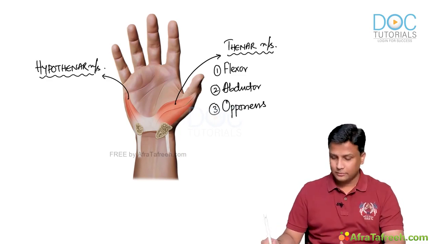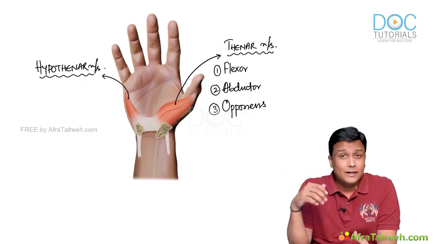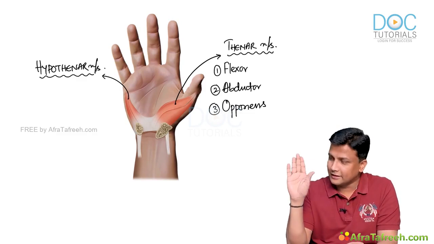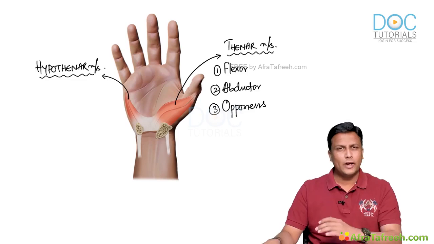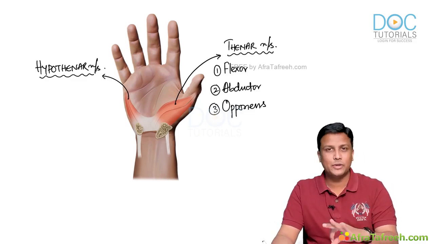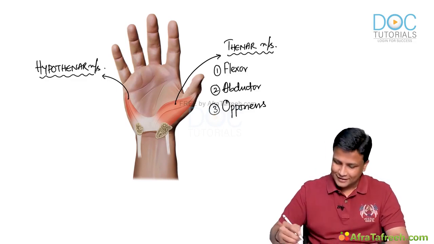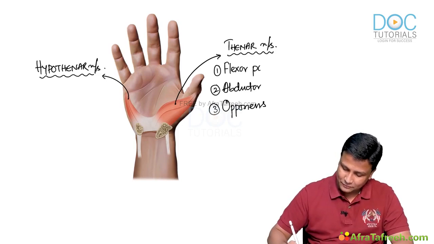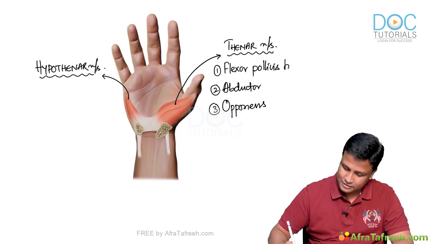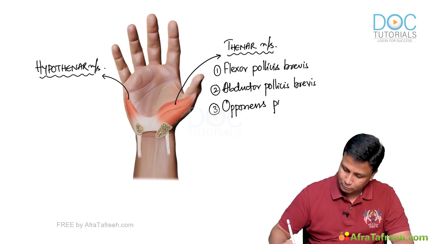While writing the names along with me, I request all of you not to simply copy from the screen. Try to bring that action into your mind. When you are writing flexor, think flexion. Abductor, abduction. Opponens, counting like that. Now, what did I tell you in the very beginning of this topic? What should be there in their name? For the thenar group of muscles, you have pollicis brevis in their name. That's why the name becomes flexor pollicis brevis, abductor pollicis brevis. And when it comes to opponens, it will be only pollicis, guys.